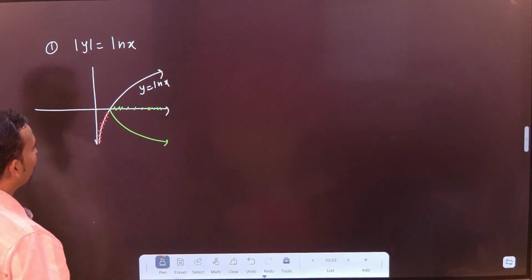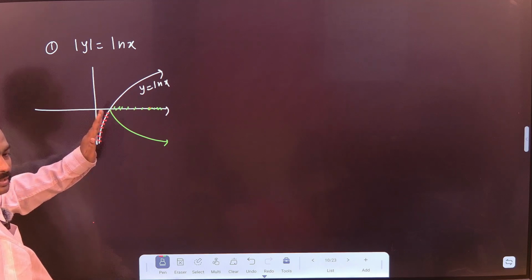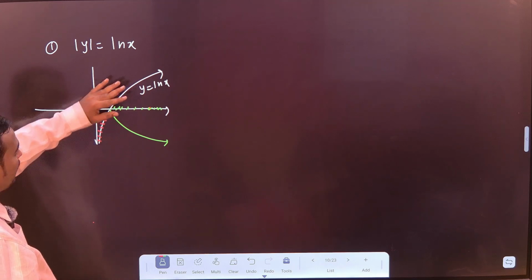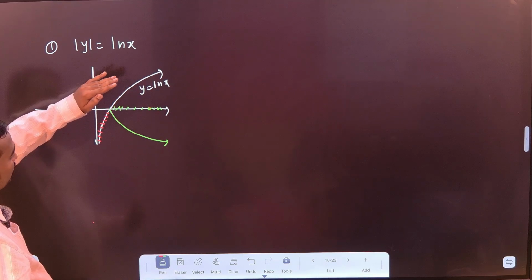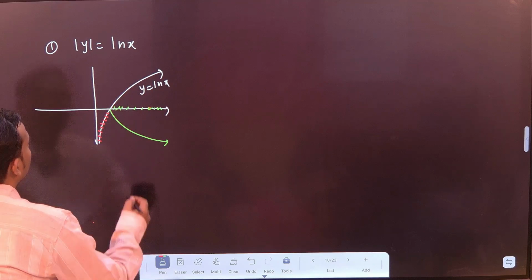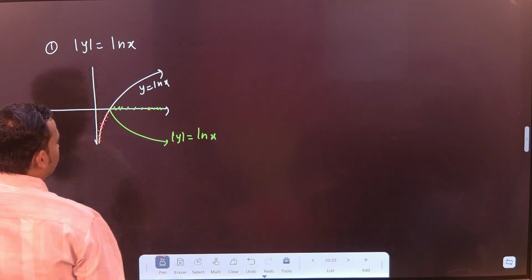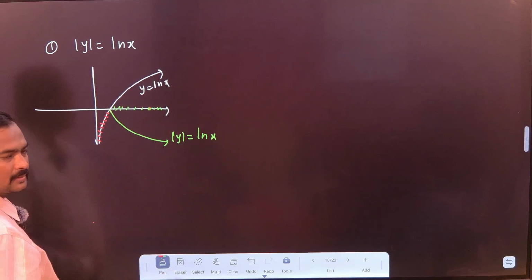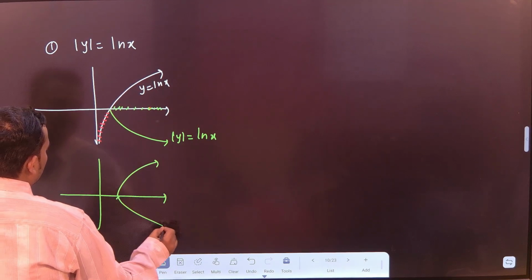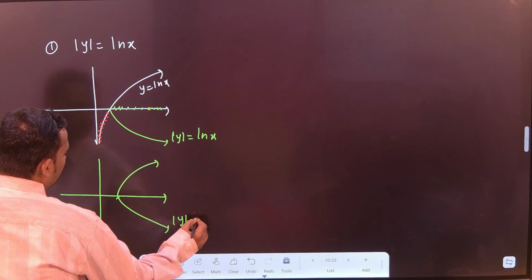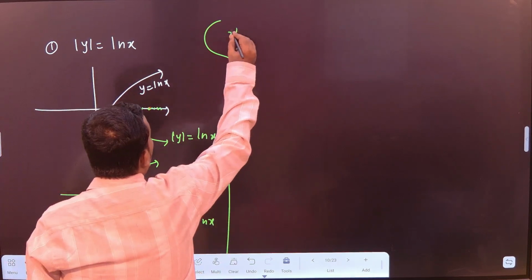Yes, correct. Whatever the negative portion is, remove it. Negative means below the x-axis, you have to remove it. Take the portion above the x-axis, the positive portion, and take its image with respect to x-axis. This entire graph is the graph of mod y is equal to log x. Clear?